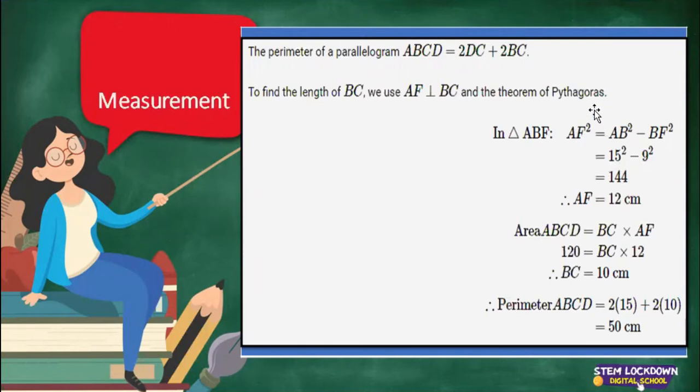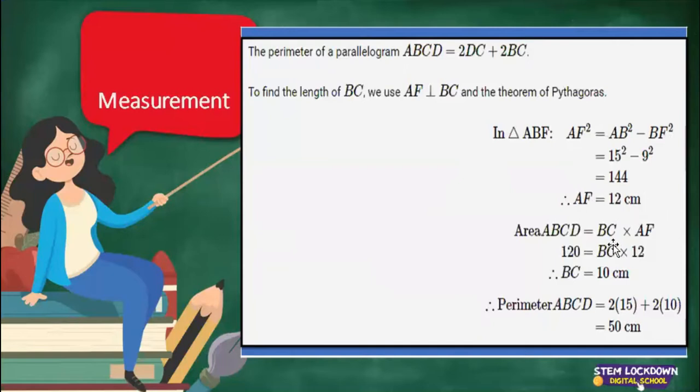Now AF squared equals AB squared minus BF squared. According to Pythagoras, if you are finding the length of a side, you take the square of the hypotenuse minus the square of the other side. So that will be 15 squared minus 9 squared, which gives us 144. The square root of 144 is 12. That means our AF is 12.